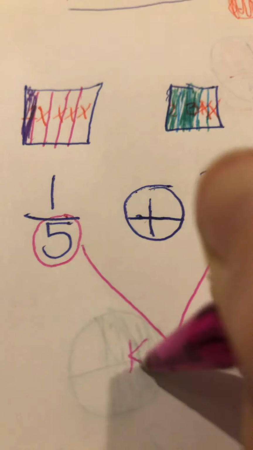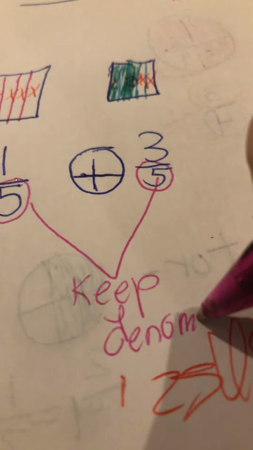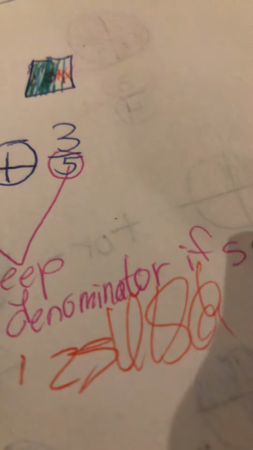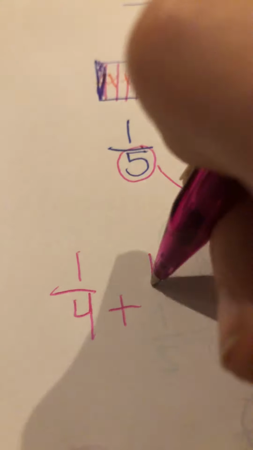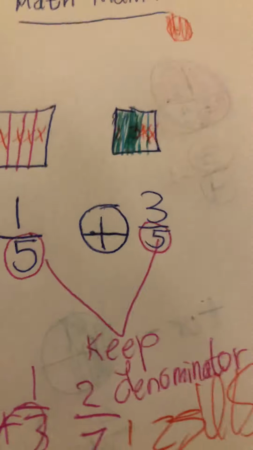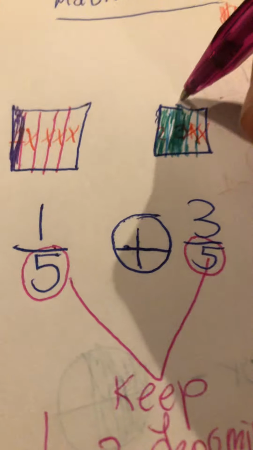Since remember, same denominator, you keep the denominator if same. You cannot, if it's like 1/4 plus 1/3, you don't do 7 over 2. That's not how it works. You have to find this and that, and we'll do that in a different video. Okay, because you need to know this stuff first. So, with common denominators and doing this stuff. Okay.